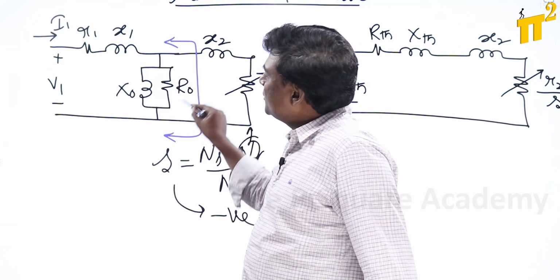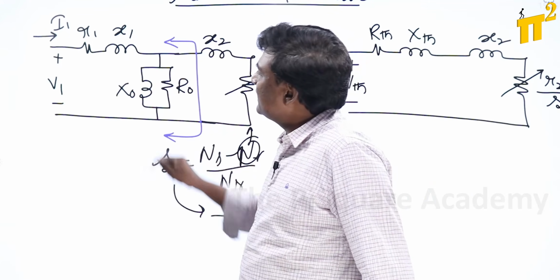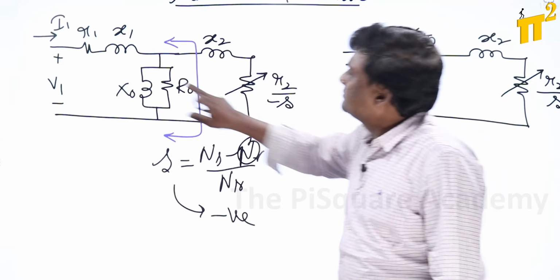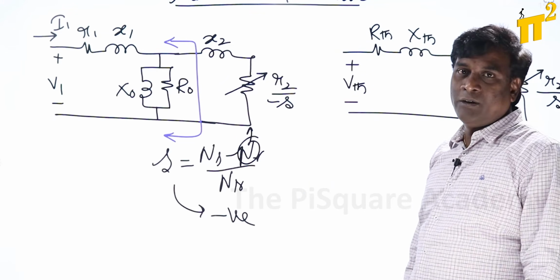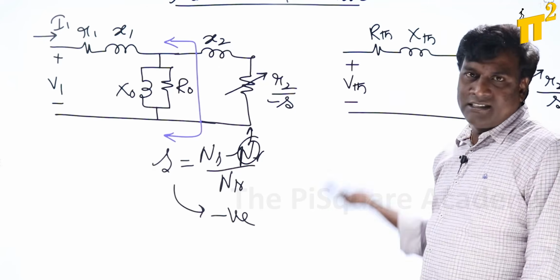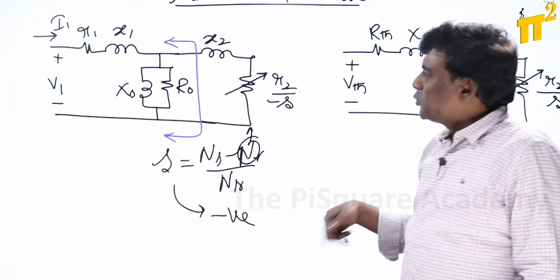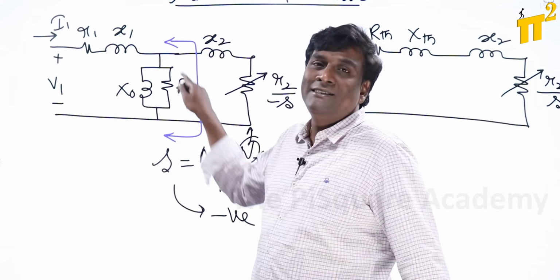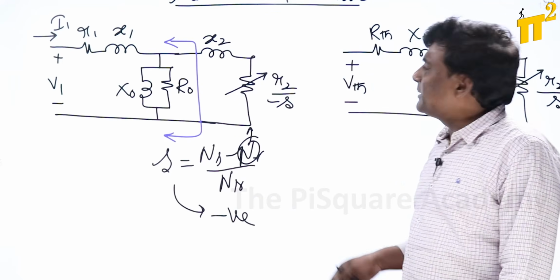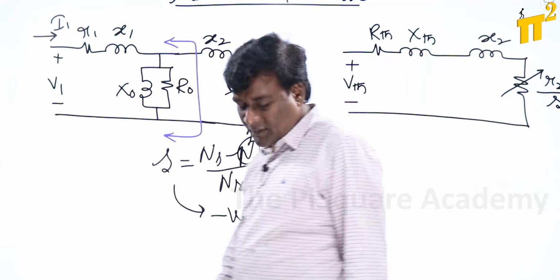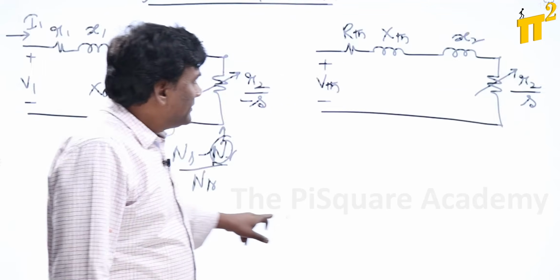Now the moment the shunt branch is neglected, R1 will become RTH, X1 will become XTH, V1 will become VTH. Otherwise they can also give VTH, RTH, XTH independently. In the question, if they say the shunt branch is neglected, then RTH will become R1, XTH will become X1, V1 will become VTH. That's it.